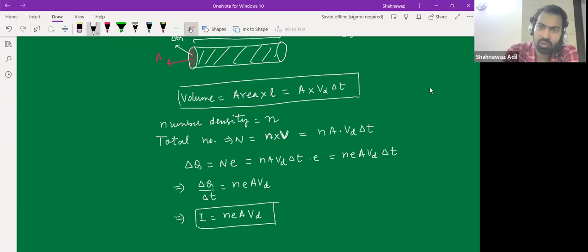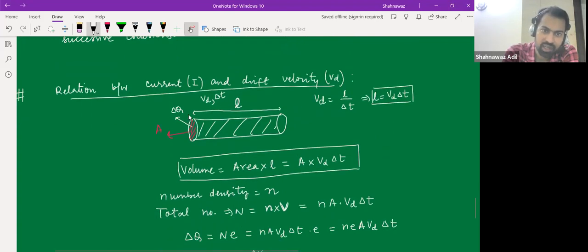So let's say I have this delta Q charge which is flowing through this area, right? So this is flowing through this and coming here. Now what is my total volume? Total volume would be this area into this length. So this is a cylinder. And what is the volume of the cylinder? Pi r square, or area into height. So the height of the cylinder is the total length L, and the area is A. So the volume would be area into this length.